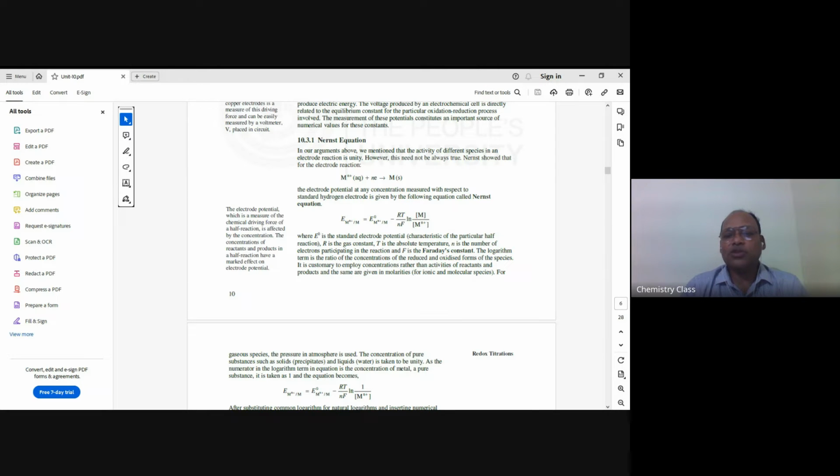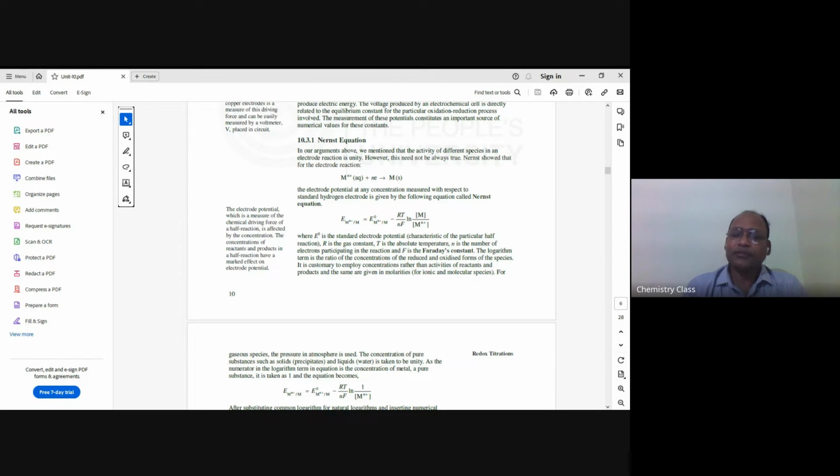So 2.303 log, R is a constant value, temperature is also constant because it is in Kelvin, and Faraday's constant is there. So if we put together all the values, it will be 0.0592. That means later on the equation will be converted to E cell is equal to E° cell minus 0.0592 log of oxidation half divided by reduction half.